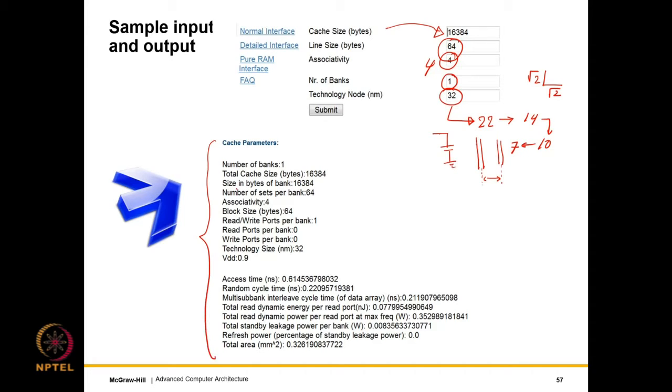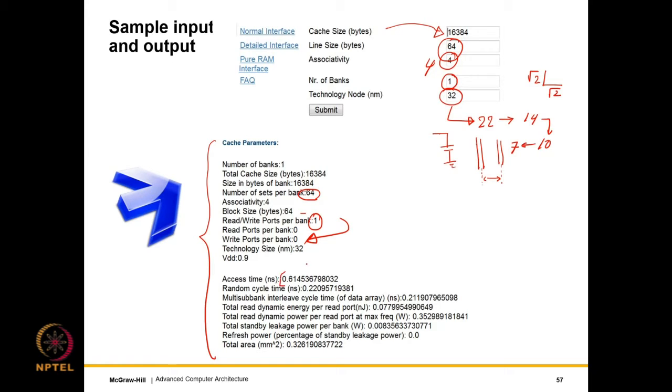The output shows the input first, the number of banks, cache size, size in bytes. It computes the number of sets and so on. And of course the read ports, write ports. So we have a single read-write port. Cacti also has an advanced interface where these things can be configured.